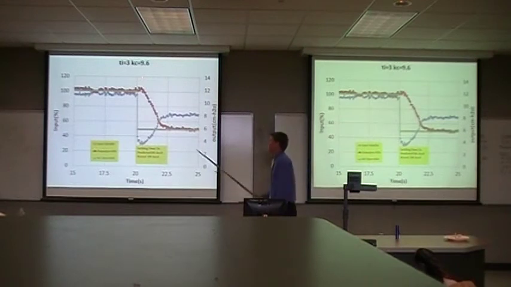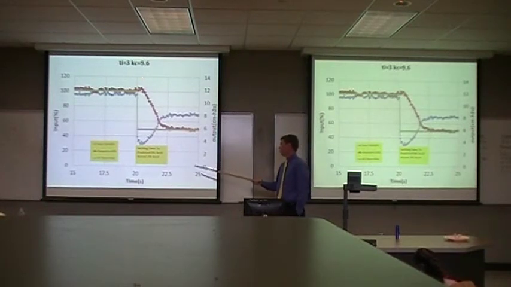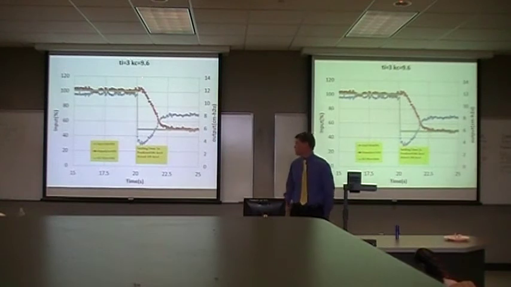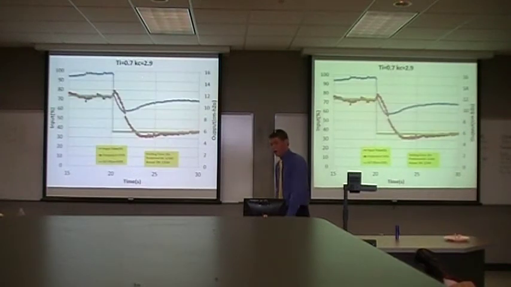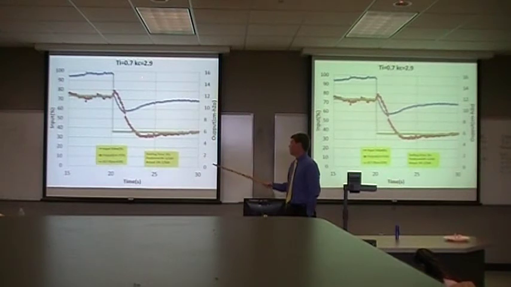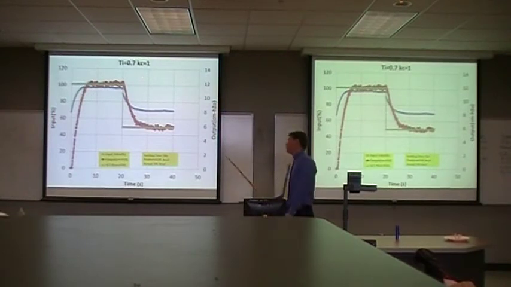For tau I equals 3 and Kc equals 9.6, we found a settling time of 5 seconds, and the decay ratio was critical decay, as predicted. For tau I equals 0.7 and Kc equals 2.9, we found that the settling time was 10 seconds, and the predicted decay ratio and actual decay ratio were both 1 to 500.